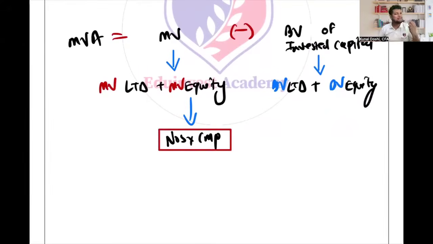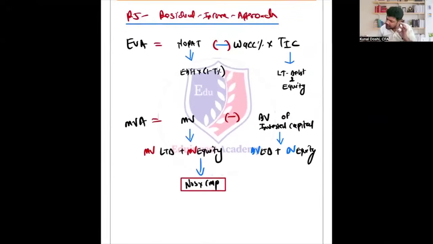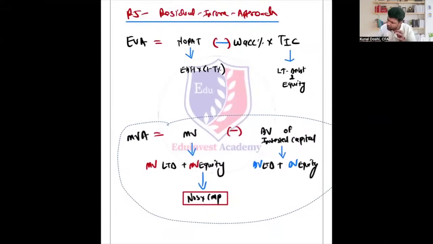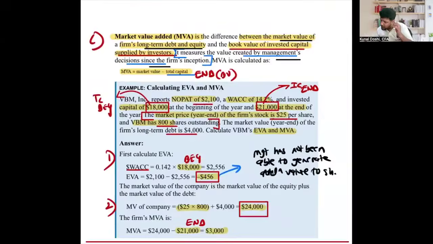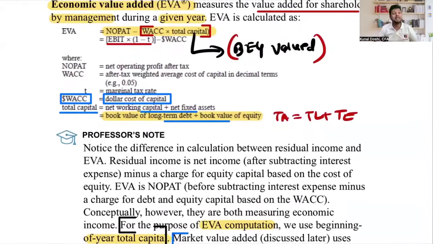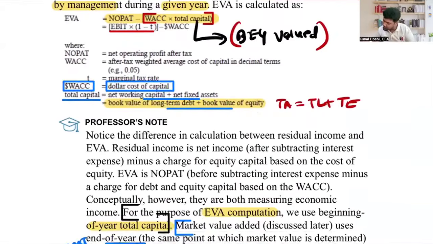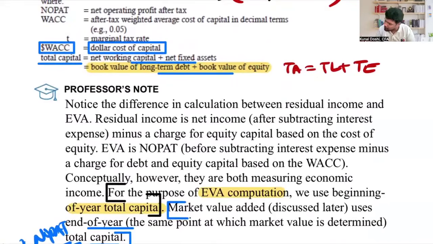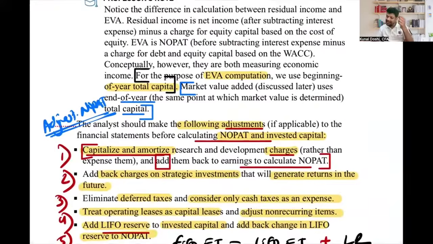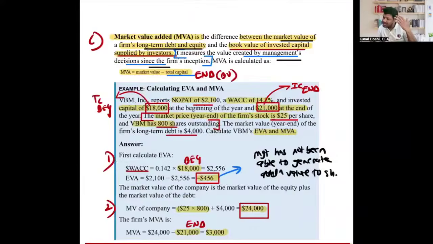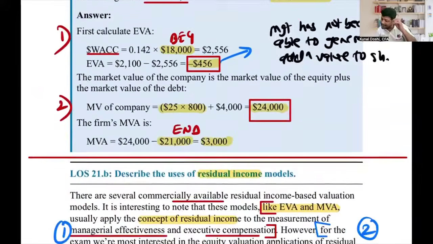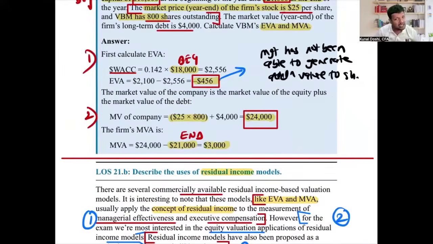But book value is based on the balance sheet value, right? This is the difference between MVA and EVA. There is also one minor difference here. When I look at the EVA, the total capital, the book value of long-term debt and equity, is based on the beginning values, correct? For the EVA. But the MVA is based on the total capital at the end. So just a minor difference here.